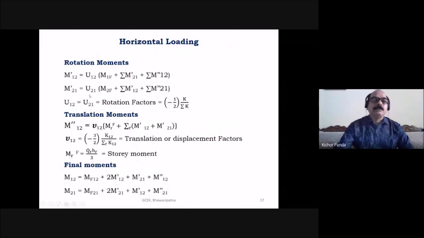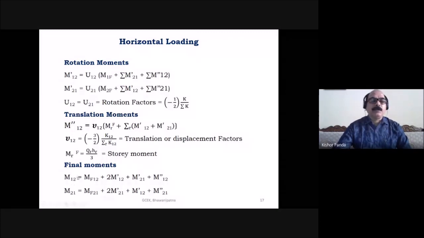Then after getting the rotation and translation moments for the first cycle, you have to go for the second cycle. Again you have to find out the rotation and translation moments, and then go for the third cycle. You have to find out the rotation and translation moments. In this process, you continue until the difference between two cycles is very fractional, almost equal. Then you stop and you can find out the final moment.